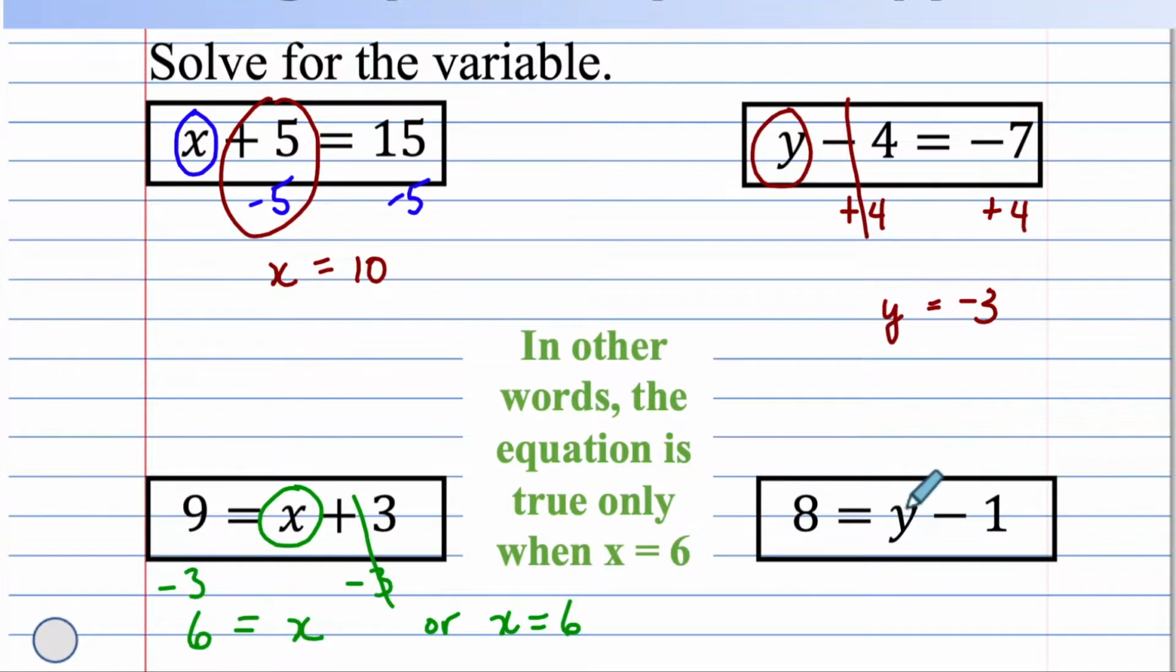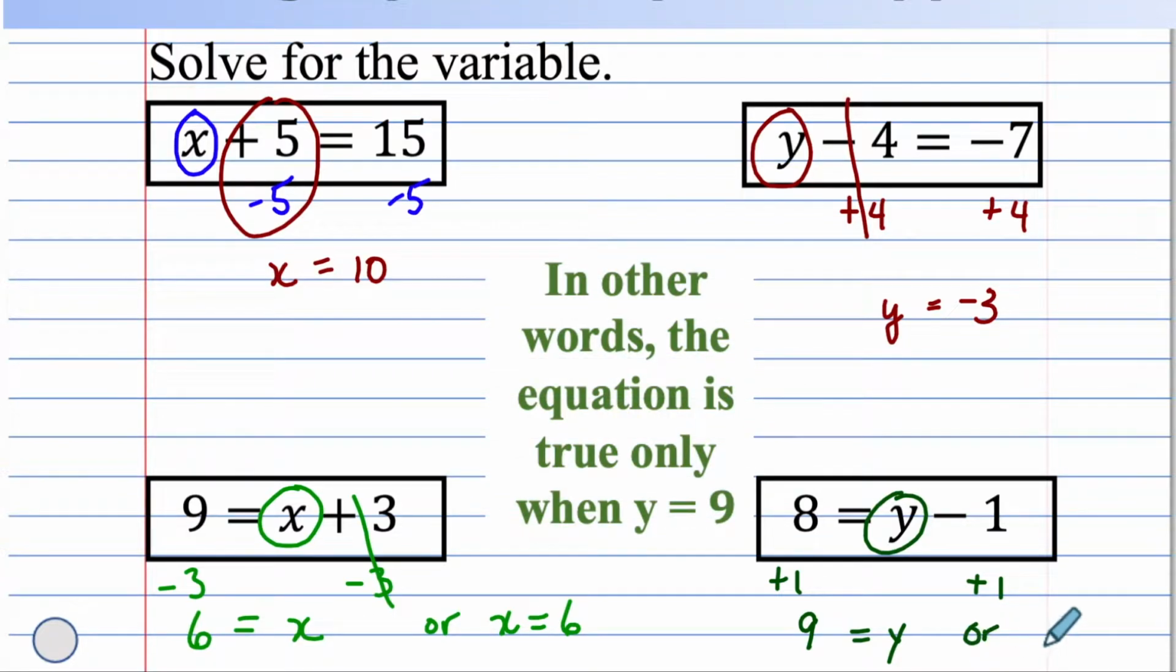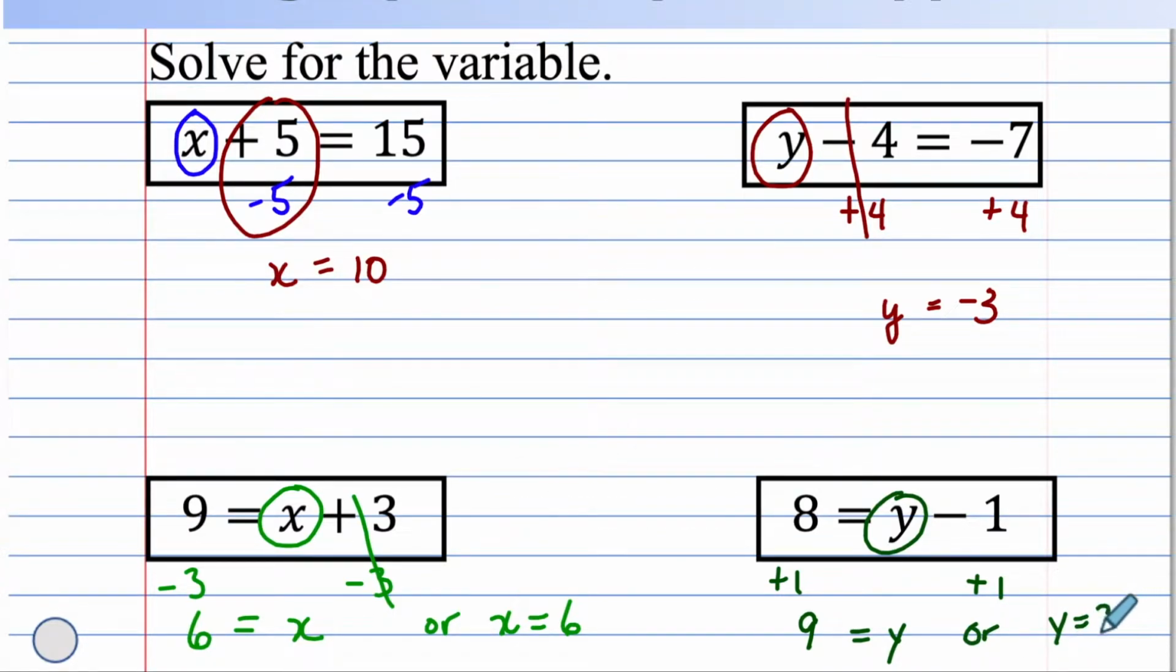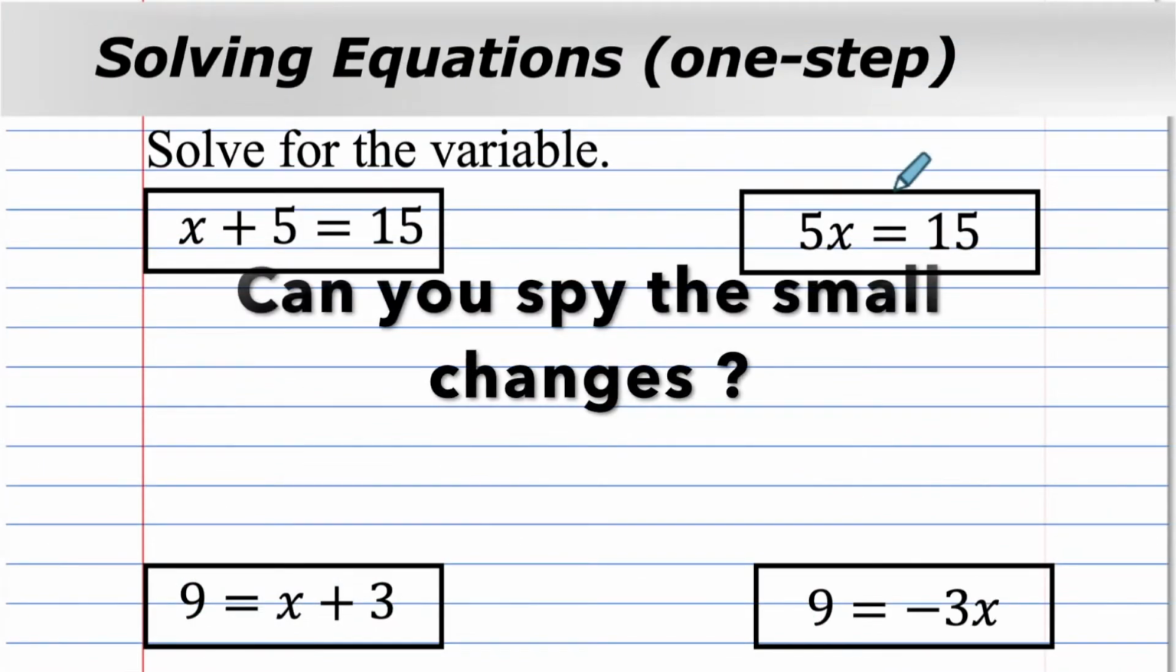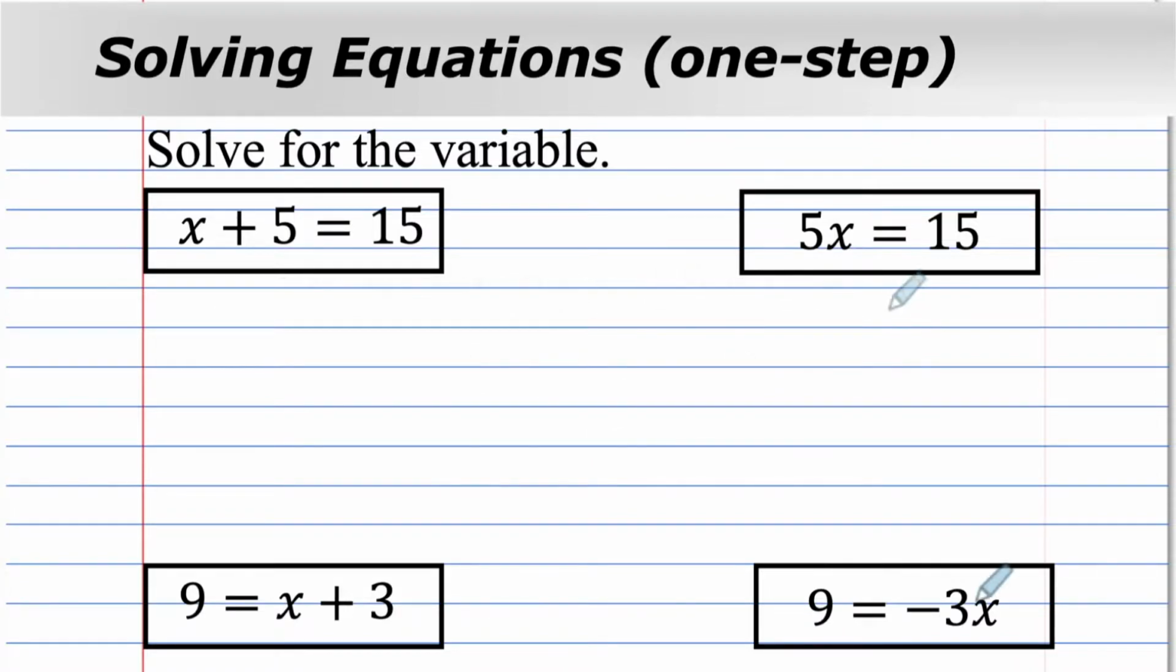And the last one, get Y by itself by adding 1 to both sides of the equation. Therefore, Y is equal to 9, or written this way is correct. Good job. Did you notice I changed 2 of the examples just slightly? Now, how would we solve these?